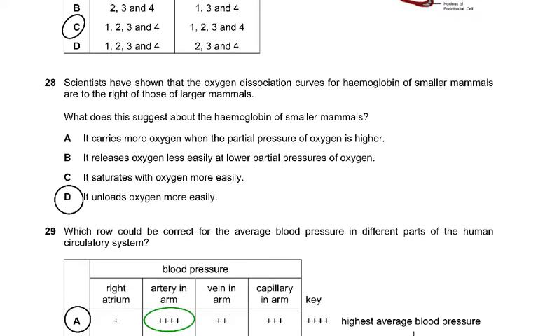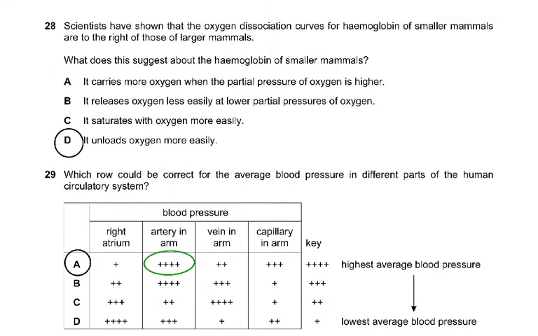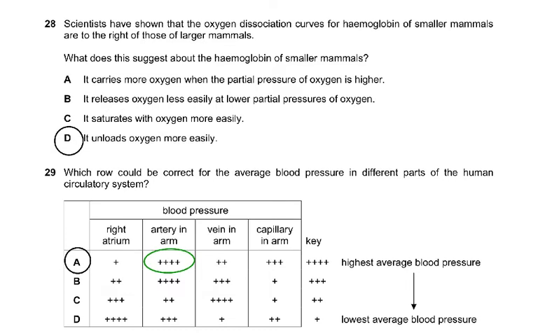Then we have question 28. If you look at question 28, scientists have shown that oxygen dissociation curves for hemoglobin of smaller mammals are to the right of those of the larger mammals. What does this suggest about the hemoglobin of smaller mammals? Of course, it unloads oxygen more easily, because they've given you the clue that the curve for smaller mammals is to the right. So you have to just understand the dissociation curve graphs and have a look at those again and revise those.